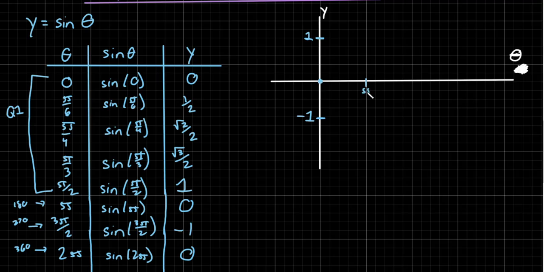This is going to be pi half. This is going to be pi. This is going to be 3 pi half. And this is going to be 2 pi. Okay. What's my next point? Where should I be going?